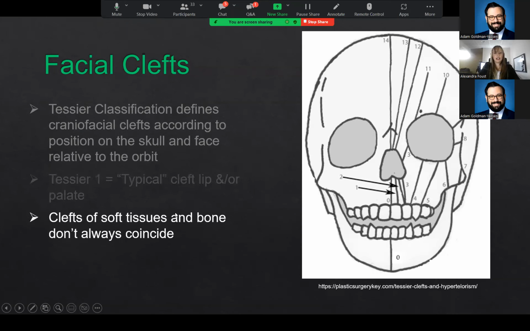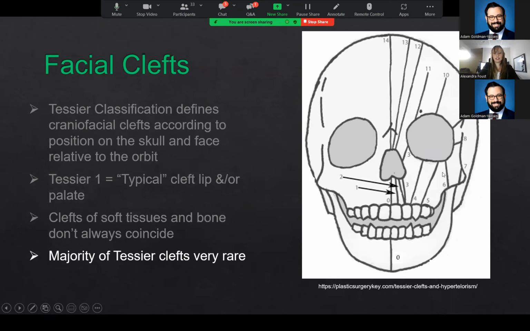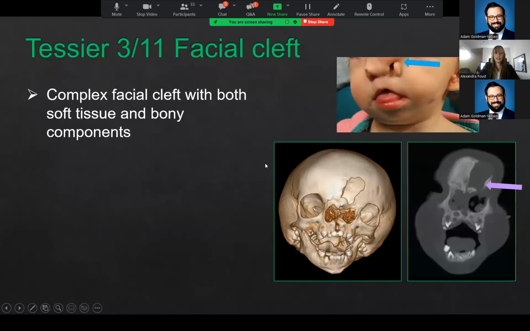It's important to keep in mind that the soft tissues and the bones don't always coincide, and you can have combinations of the clefting. So if it involves the lower part of the face and the upper part of the face, you will list both numbers as the Tessier that you're dealing with. And so this is an example of that. This is a patient with a Tessier 311 facial cleft.